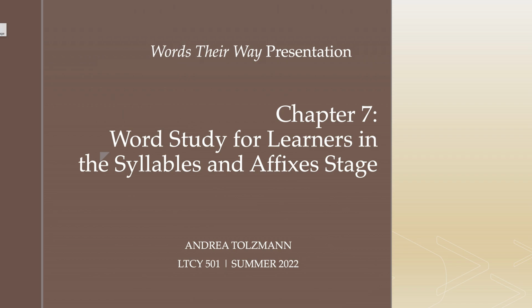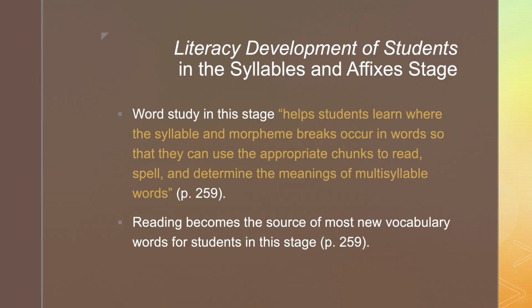Andrea Tolzmann, and I am going to be presenting on Chapter 7, Word Study for Learners in the Syllables and Affixes stage. So during this stage, students develop literacy skills by learning where the syllable and the morpheme breaks occur in words so that they can use the appropriate chunks to read, spell, and determine the meanings of multisyllable words.